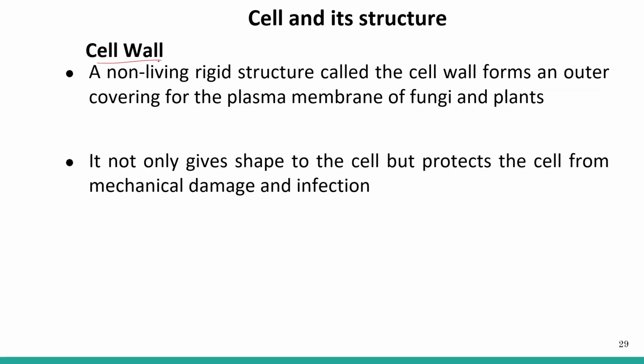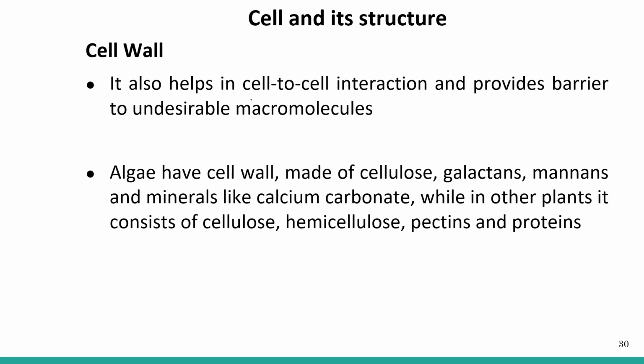Cell wall. A non-living rigid structure called cell wall forms an outer covering for the plasma membrane in case of fungi and plants. So in the plant cell, we have seen that the outer rigid layer is made up of cell wall, right? It not only gives a shape to the cell, but also protects the cell from mechanical damage and infection. It also helps cell to cell interaction and provides a barrier to undesirable molecules. So undesirable molecules are not allowed to pass through the cell wall, right?